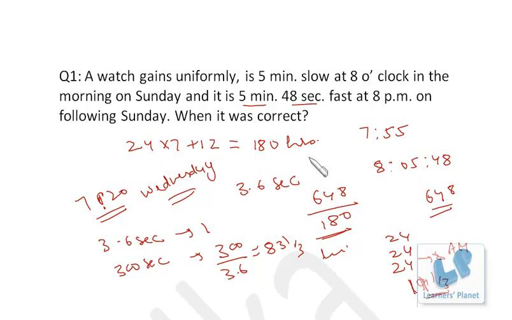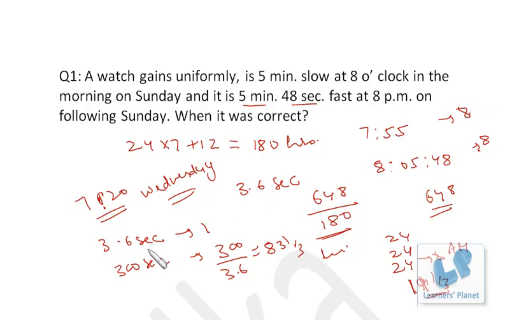And actually it is 180 hours. It is 8 a.m. on the first Sunday and 8 p.m. on the next Sunday. So 24 into 7 plus 12, 180 hours, right? So it is taking 180 hours to gain this many seconds. That means per hour 3.6 seconds is gained.